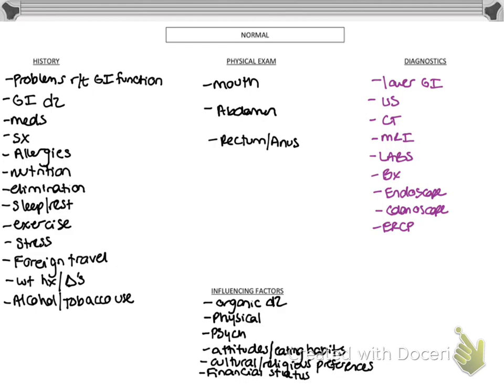But basically, the main function of this GI is to supply nutrients to the body cells. And it goes from your teeth to your anus.